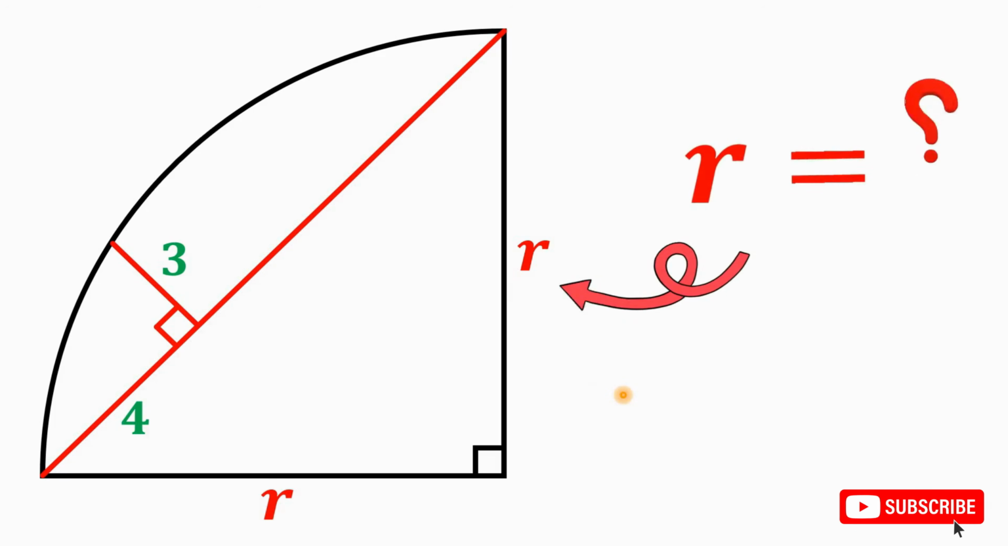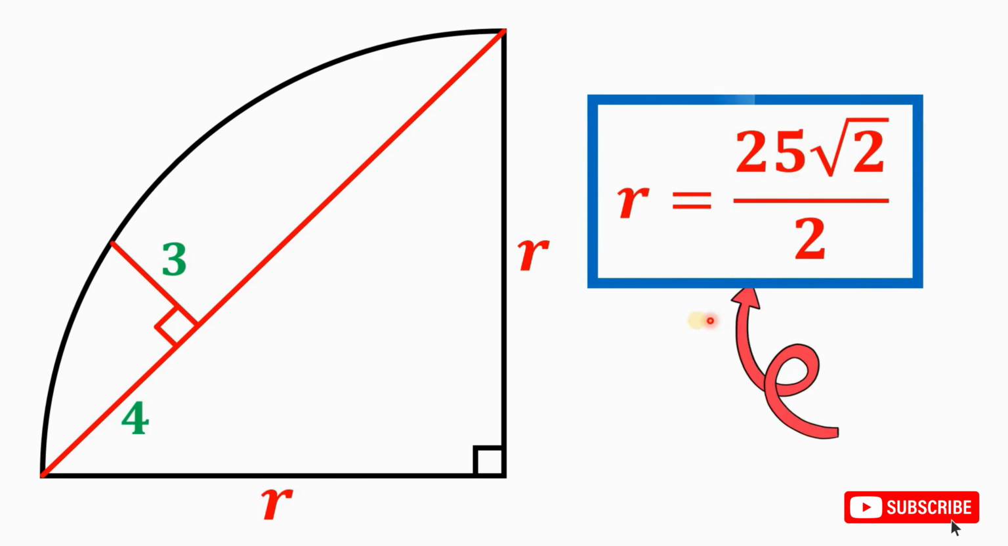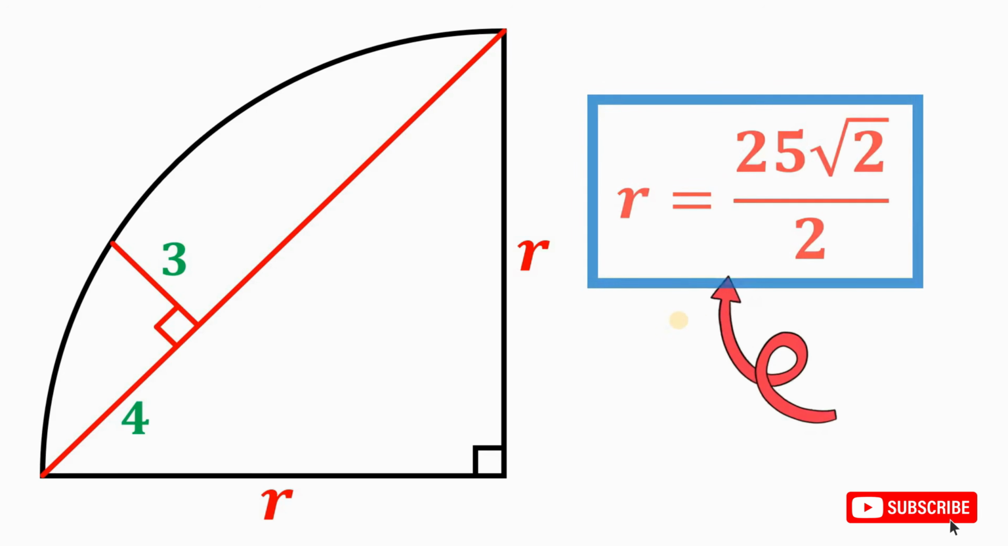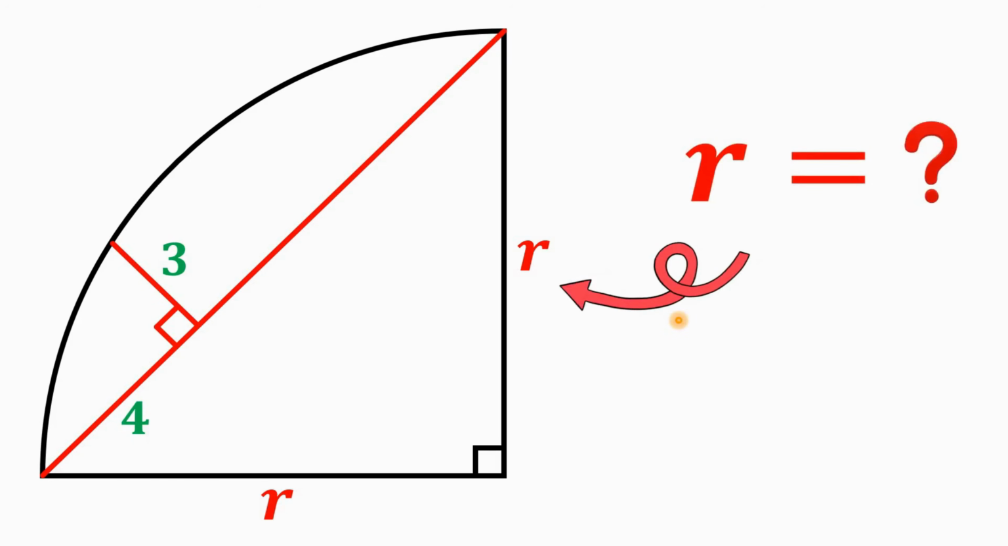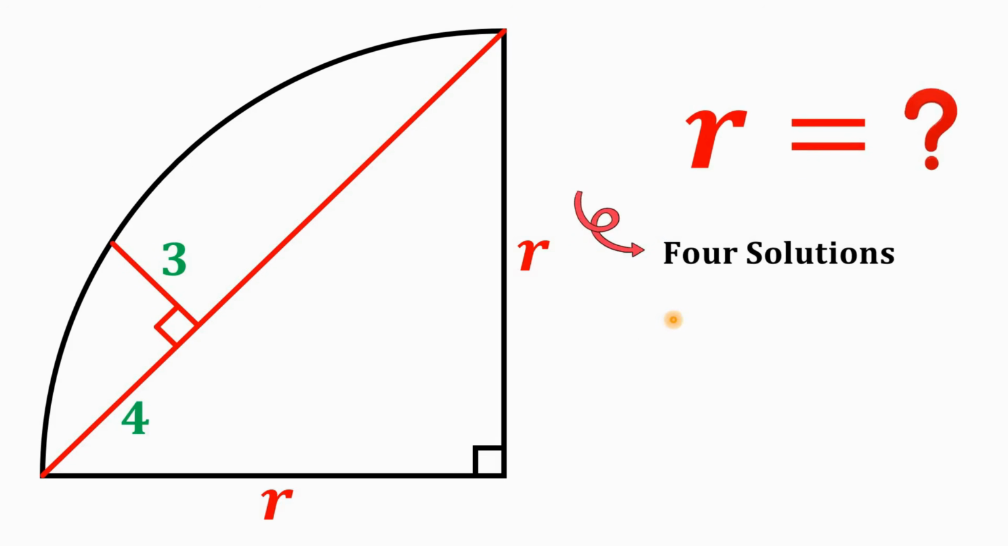Alright, the length of this radius simply equals 25 times square root of 2 divided by 2, and that is the answer to this question. And in this video, I will show you 4 different approaches or 4 different methods to find the value of this radius. So here are the 4 solutions.